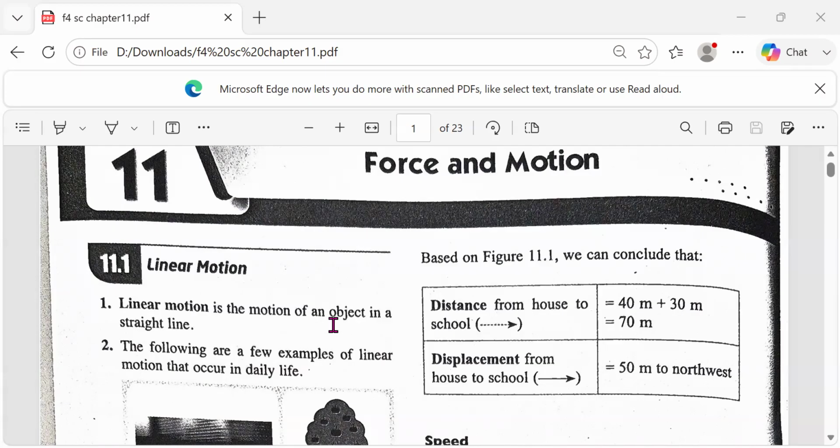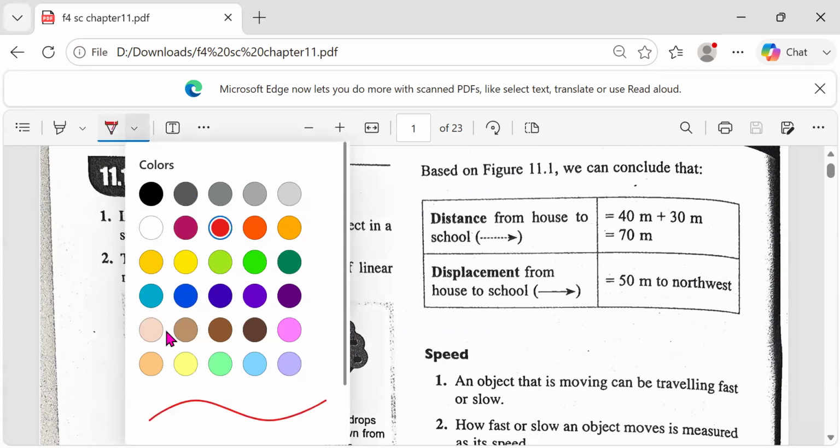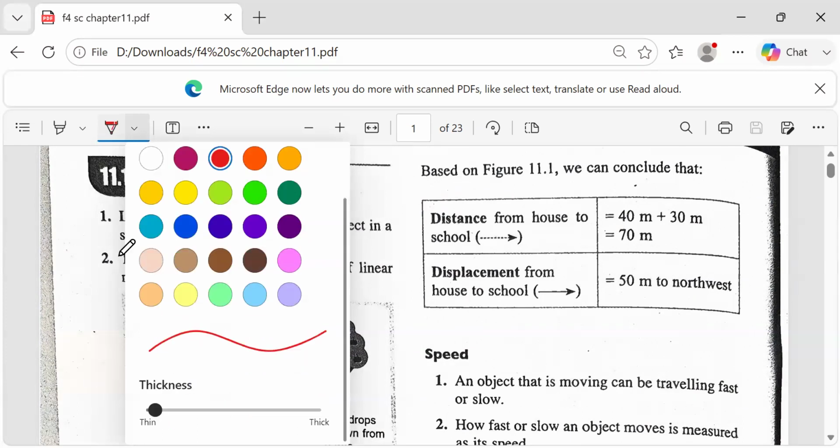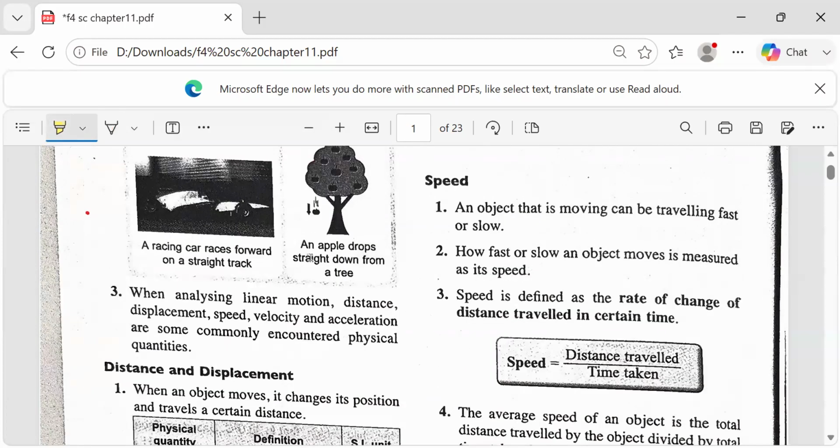Okay, so last week we went through a bit, right? Linear motion, an object moving in a straight line. A racing car, an apple falling down, these are all linear motion. When something is just going in a straight line, we can have distance, displacement, and then time. Speed is distance over time. Velocity is the speed, basically. Acceleration is how much the speed increases. So all of this we talked about that day already.